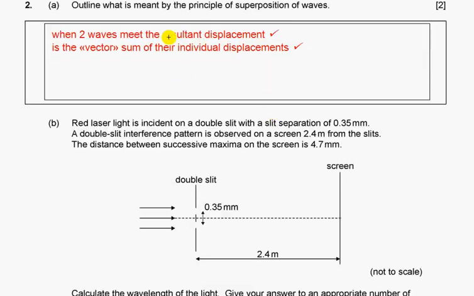Next question: outline what is meant by the principle of superposition of waves. So 2 points. When two waves meet, the resultant displacement is the vector sum of their individual displacements. So 2 points. One, you talk about the waves, and second, what happens to the waves.